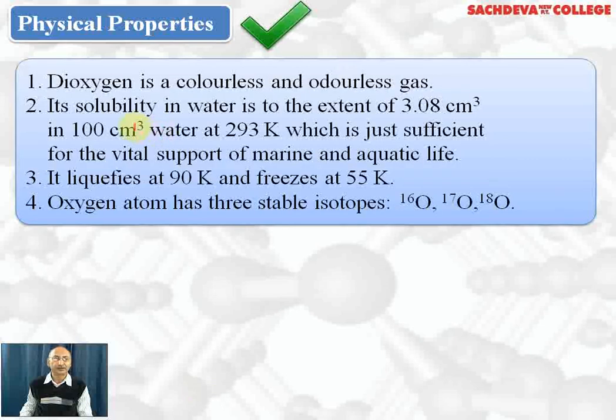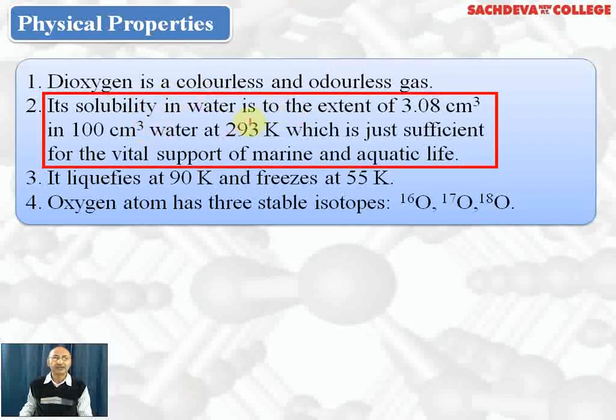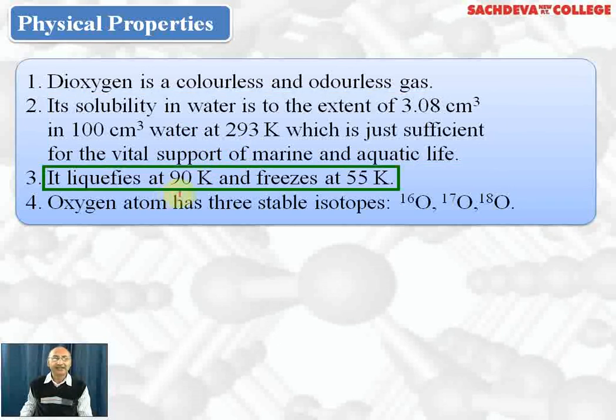Physical properties of oxygen. Dioxygen is a colorless and odorless gas. Its solubility in water is 3.08 cm³ in 100 cm³ of water. That is around 3% at 293 Kelvin, which is just sufficient for vital support of marine and aquatic life, which take dissolved oxygen from water. It liquefies at 90 Kelvin and freezes at 55 Kelvin.